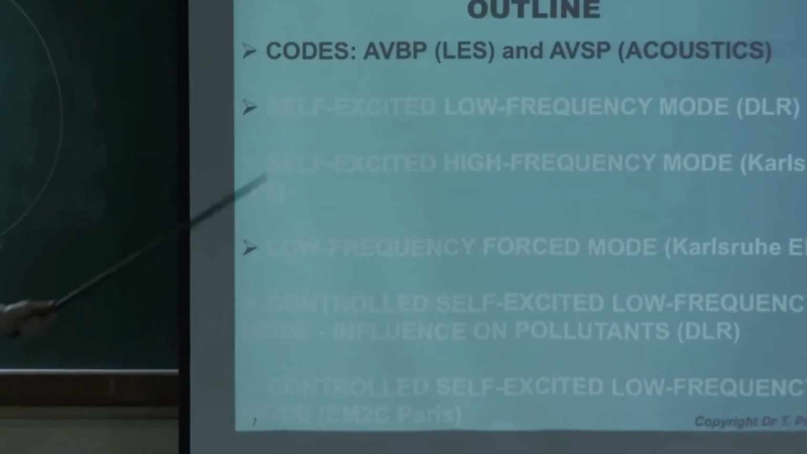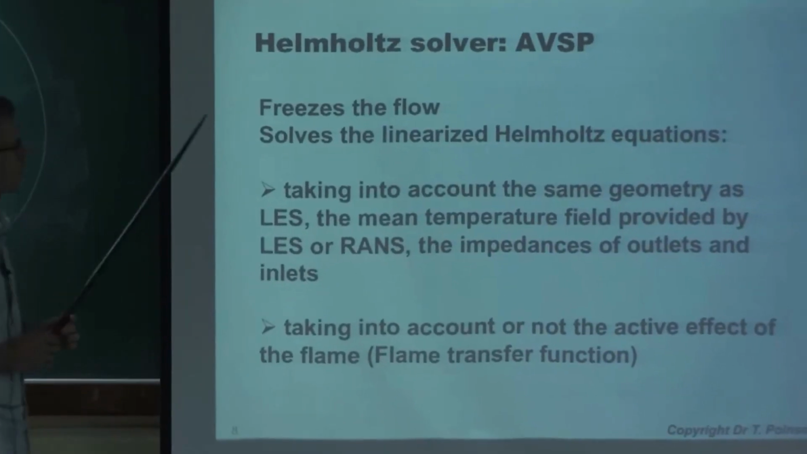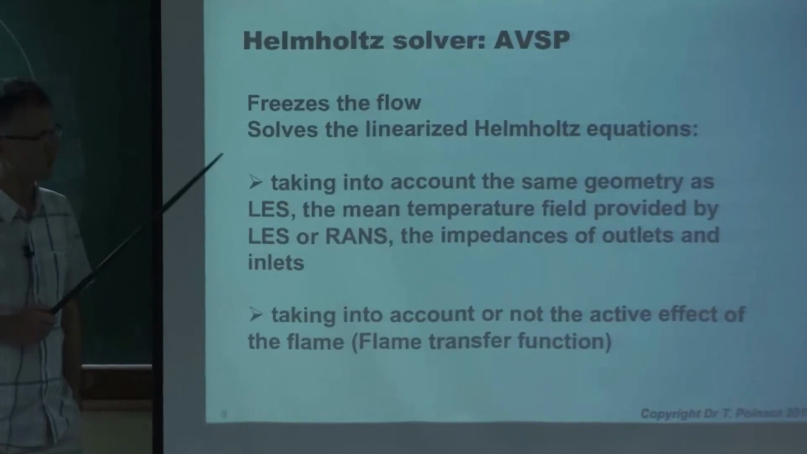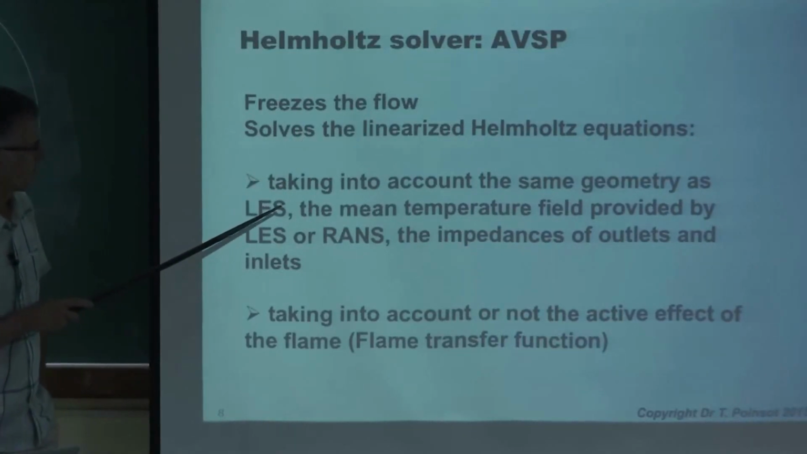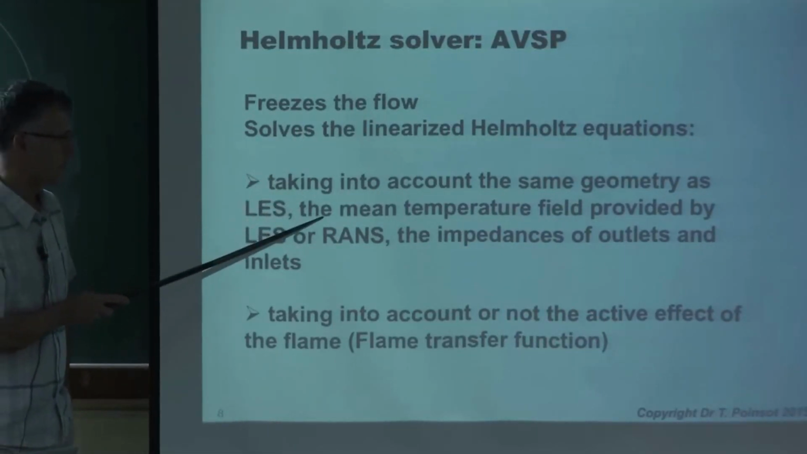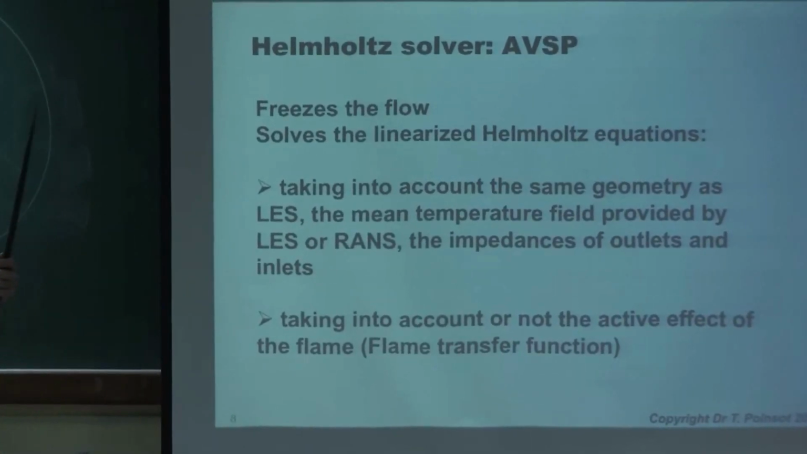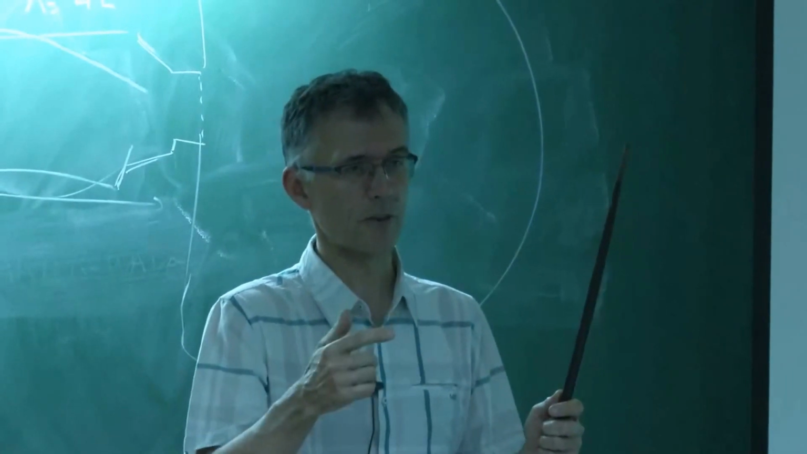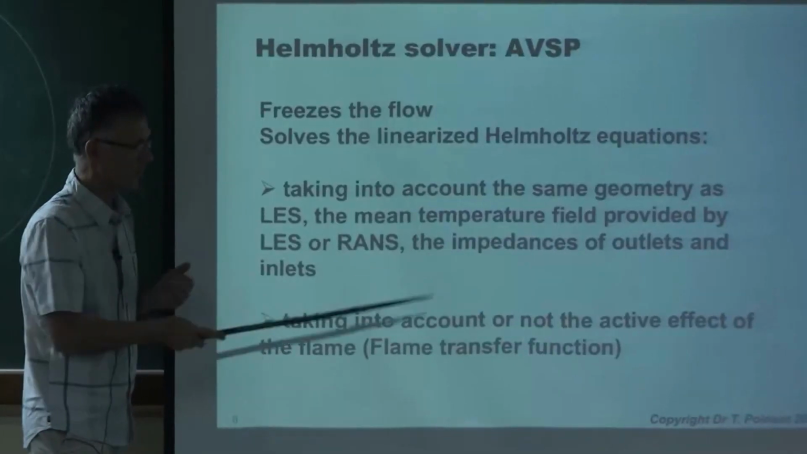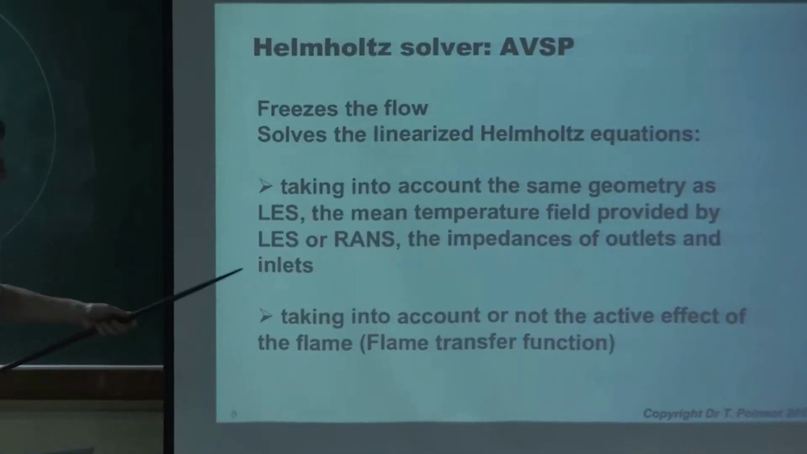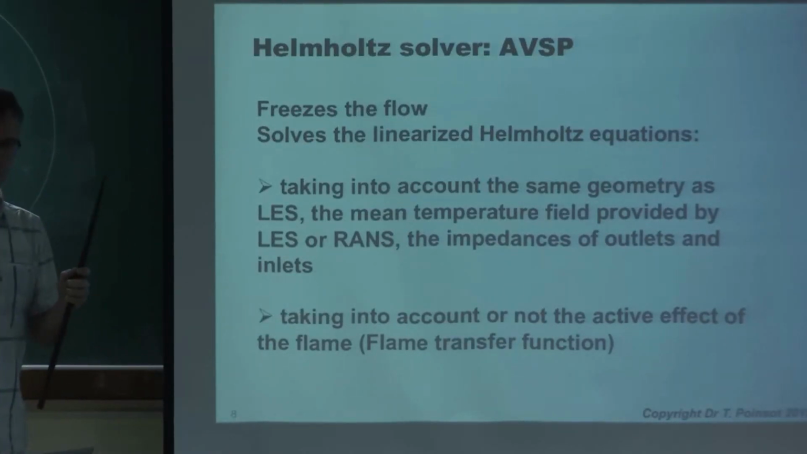Let me jump now to a few examples. I will begin with the two solvers we're going to use. I'm going to use the 3D solver for acoustics, which is called AVSP. As I said, we freeze the flow, we solve the Linear-Helmholtz equation, we take into account the same geometry. The mean temperature field is actually provided by LES. We use the mean temperature field. It doesn't make a big difference. You could use one instantaneous temperature field, but the mean temperature field does the job. And when we can, we'll show how we use the impedances of the outlet and the inlet. And I'm going to be using what we call active flames. That means a non-zero flame transfer function.